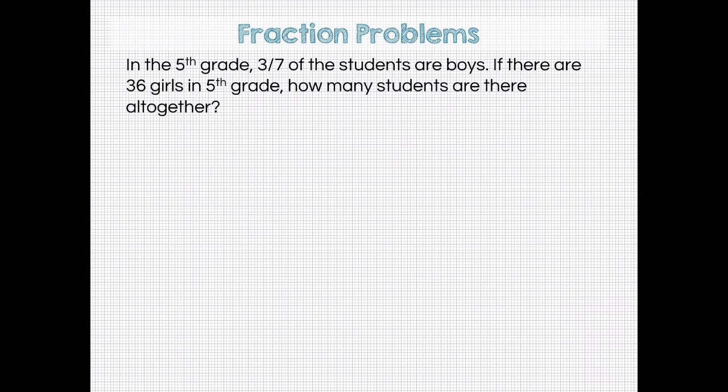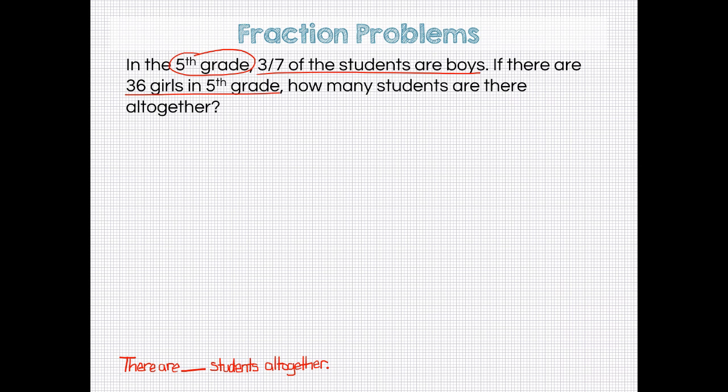Now let's work a couple fraction problems. In the 5th grade, 3/7 of the students are boys. If there are 36 girls in 5th grade, how many students are there altogether? Let's start with our sentence statement. There are blank students altogether. Now we need to identify the important information. 3/7 of the students are boys in 5th grade, and there are 36 girls in 5th grade.